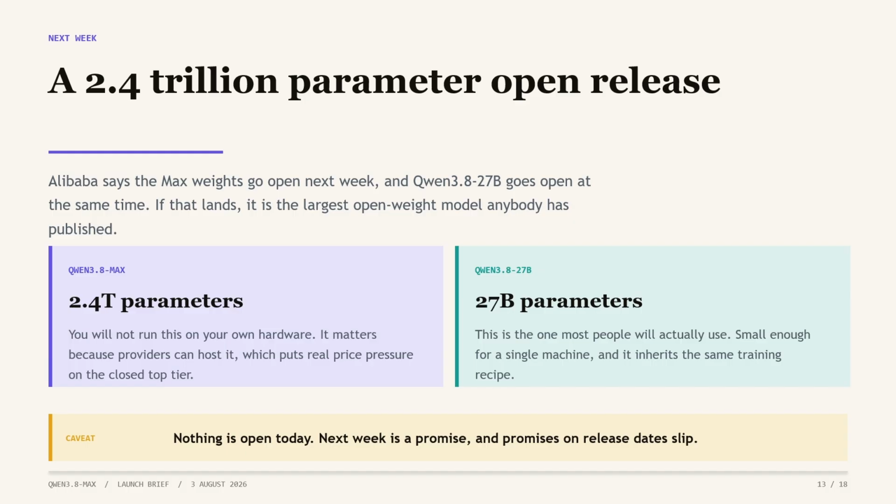But say it plainly, nothing is open today. Release dates move. If your plan depends on self-hosting, wait until you can see the weights and read the license.